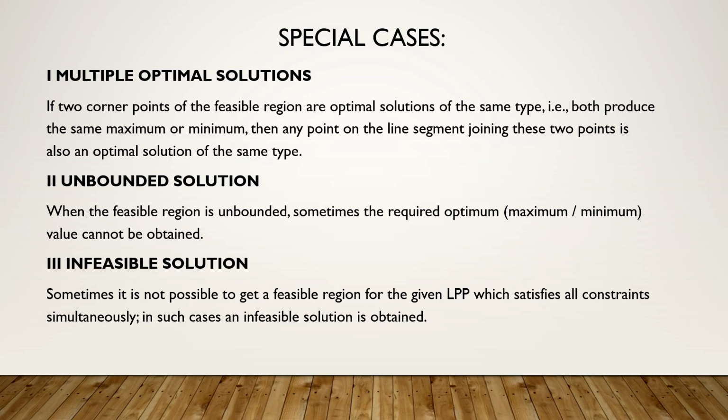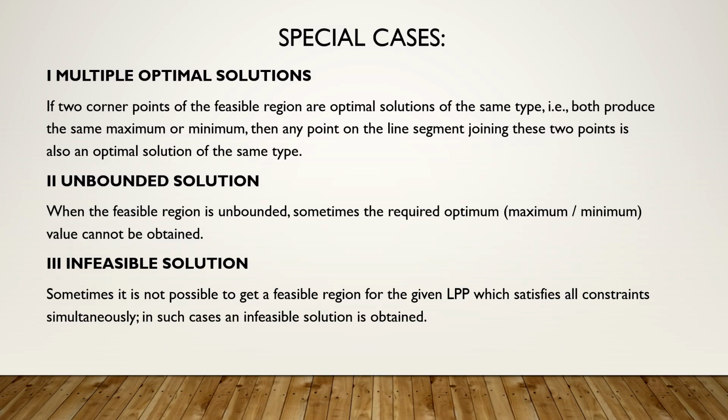Second case can be unbounded. That means suppose your feasible region is there. One constraint is of less than or equal to type, another is greater than or equal to type. So you get a bounded region. But sometimes you have the inequalities in such a way that you will get an unbounded region from one side. Then in that case, you might not be able to obtain the maximum or the minimum optimum value because the region is unbounded.